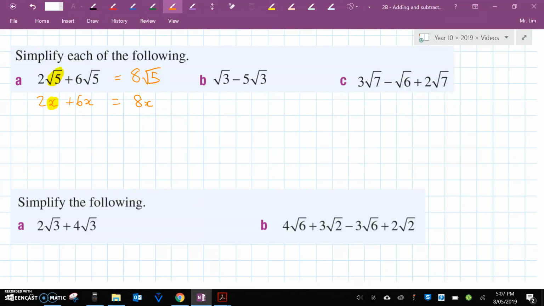Question B, we have one lot of root 3. Root 3 minus 5 root 3. It's like saying y minus 5y. It's just that instead of y, we're using root 3. So y minus 5y is minus 4y. So root 3 minus 5 root 3 is minus 4 root 3.